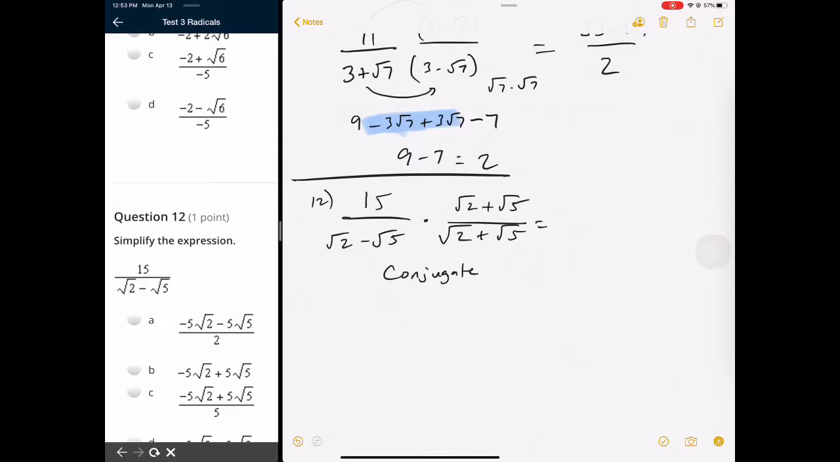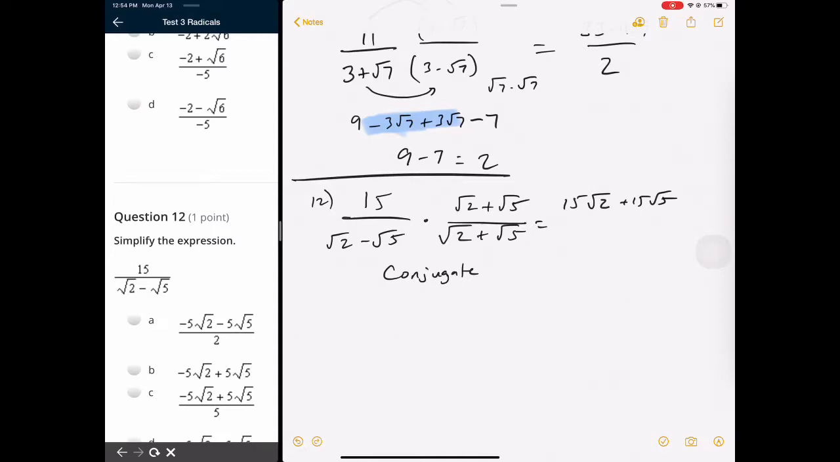Now we take our time multiplying it out. The top is 15 times square root of 2 is 15 square root of 2, because the outside and inside stay separate. 15 times square root of 5 is plus 15 square root of 5. Now the bottom, let's go take our time over here. We'll do front, back, distribute property, multiplying everything out.